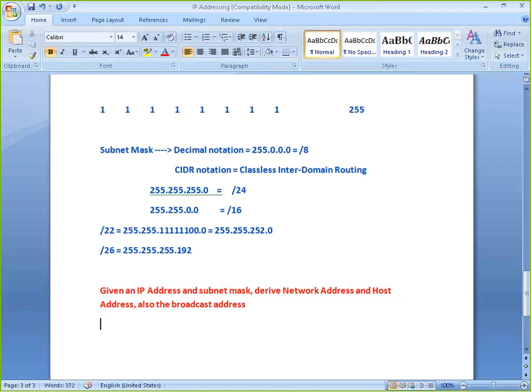So to discuss that, let's take the first example, and accordingly then we'll talk about how to derive or calculate it. The first example that I'm going to put across is 192.168.1.100. That's the IP address, and slash 24. That's the subnet mask. The subnet mask that I've given in this particular example is in CIDR notation. Can you tell me the decimal notation for this particular subnet mask?